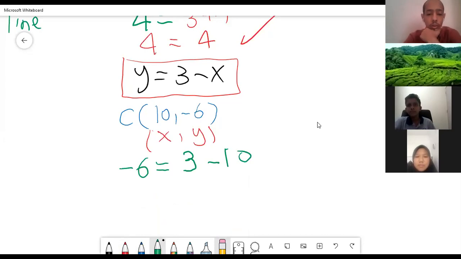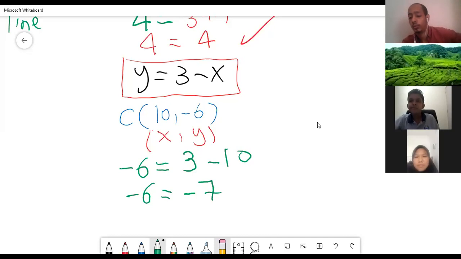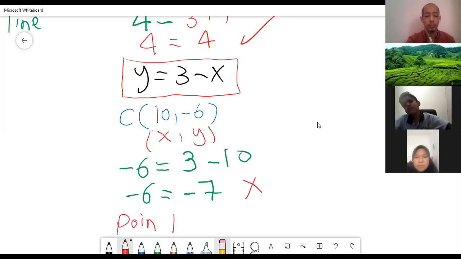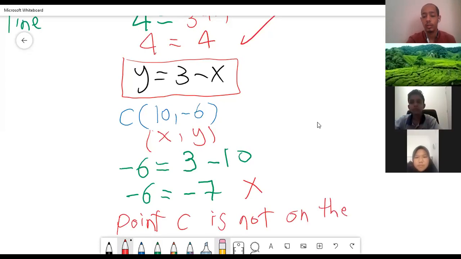Keep on with the arithmetic calculations. 3 minus 10 equals minus 7. Minus 6 does not equal minus 7. Does this satisfy our function? No. So this doesn't satisfy our function, so point C is not on the line.